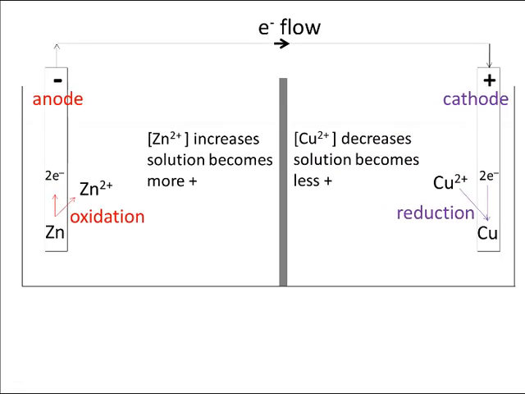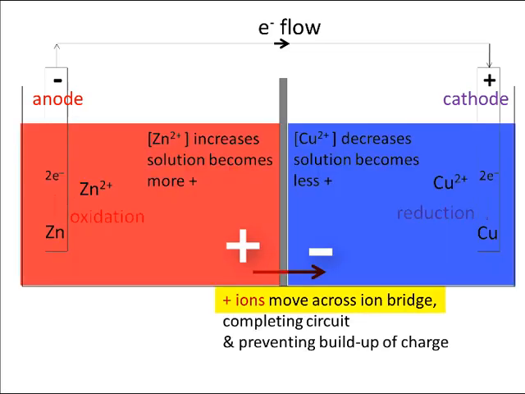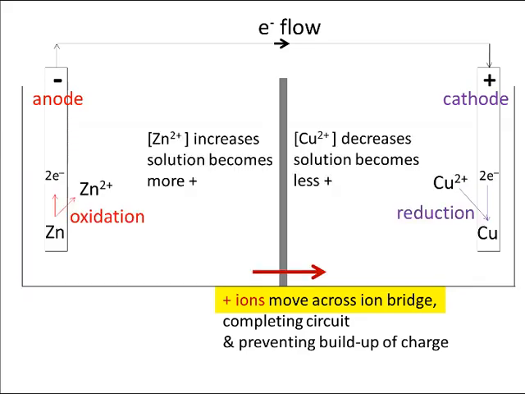So now, because of this, we have a potential difference that exists between the two electrolytes, and that draws positive ions across through the salt bridge to equalize this potential difference that had been created. And this also completes the circuit. It also prevents a buildup of charge.